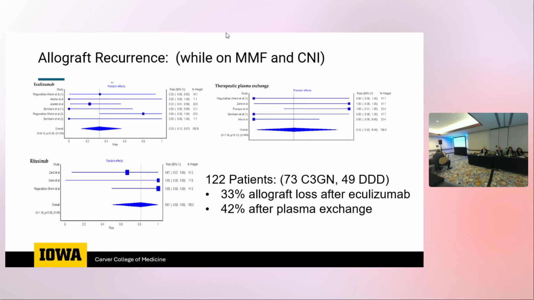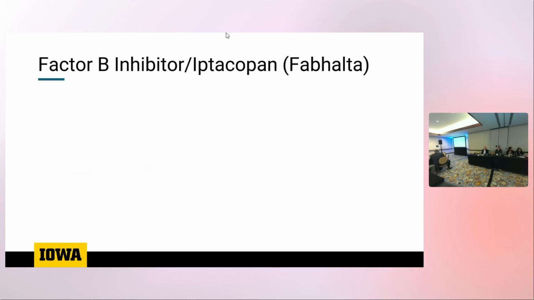42% lost their allograft after plasma exchange, and 81% after rituximab. And I know the question was asked earlier, if they're nephritic factor positive, why aren't we using Ritux or plasma exchange, for instance? It just hasn't got a good track record for either one of these things doing anything about being able to stabilize patients who either have native kidney disease or, in this case, actually have transplant kidneys.